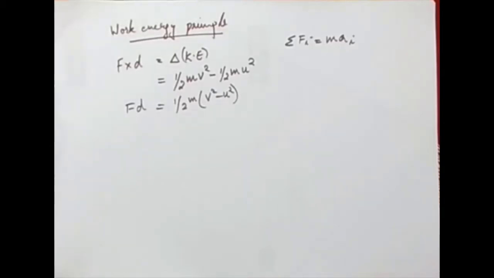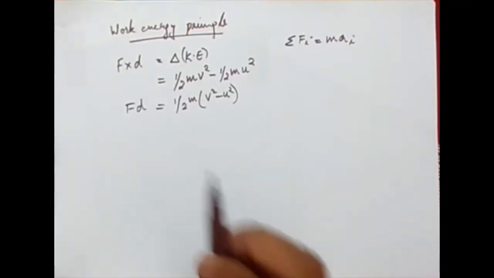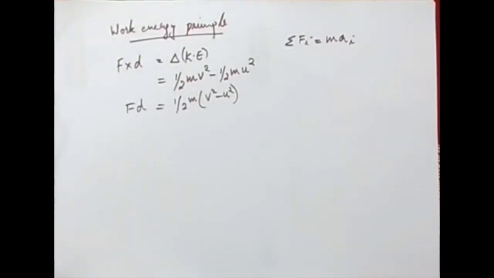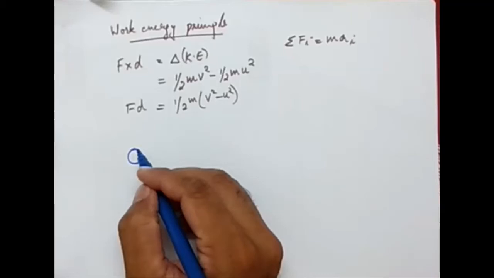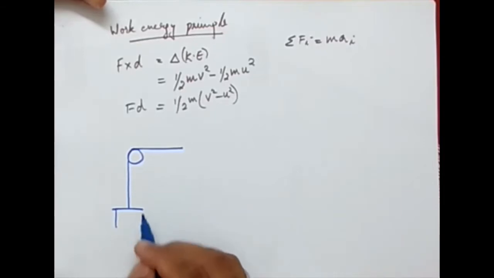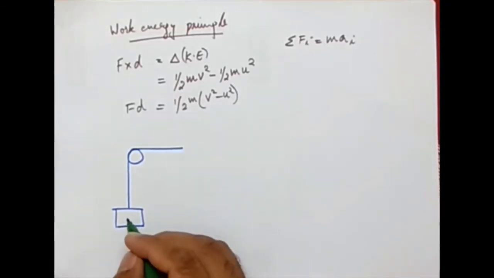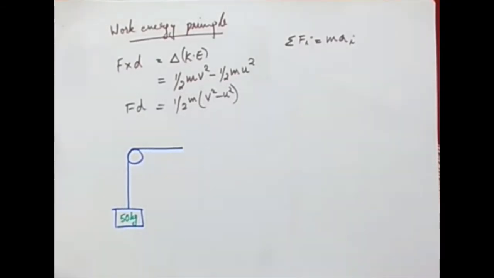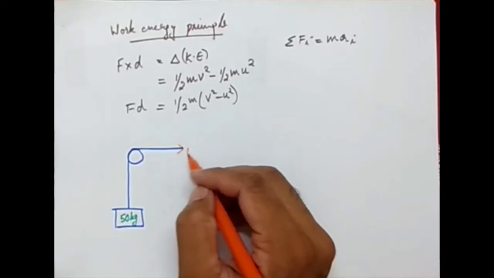A very simple example to demonstrate how we can use this equation for solving a problem. Let's consider we are having a pulley arrangement like this. So I am having a pulley, and there is a block having, say, mass 50 kg, and I'm applying a force in this direction, say 1000 Newton.